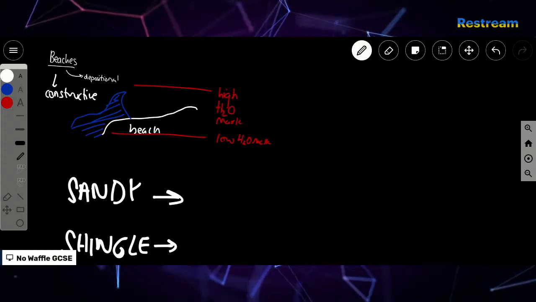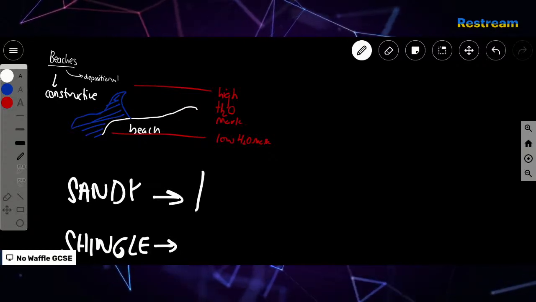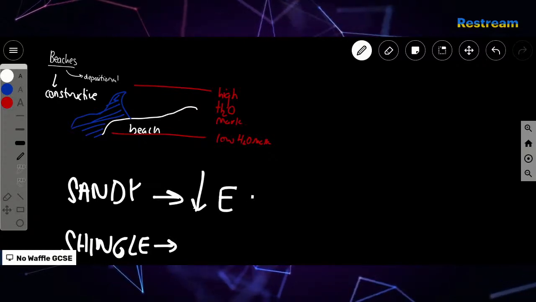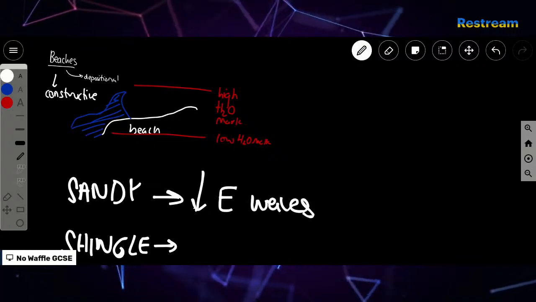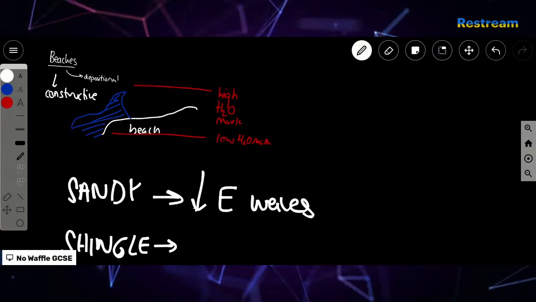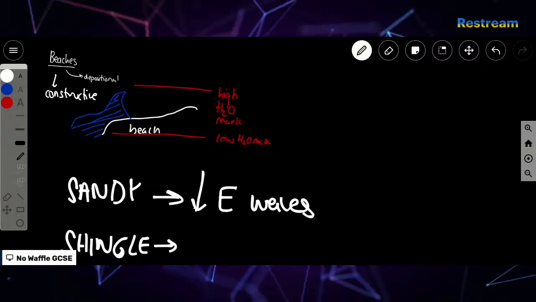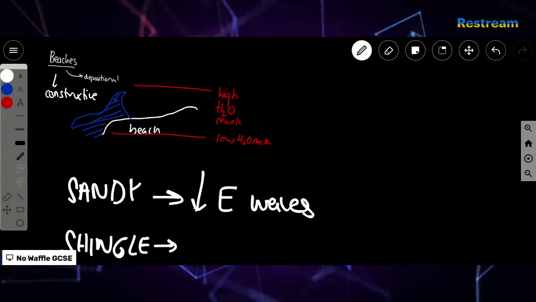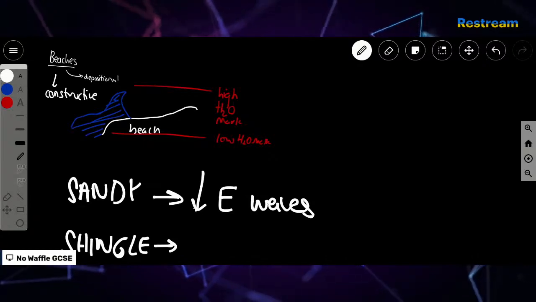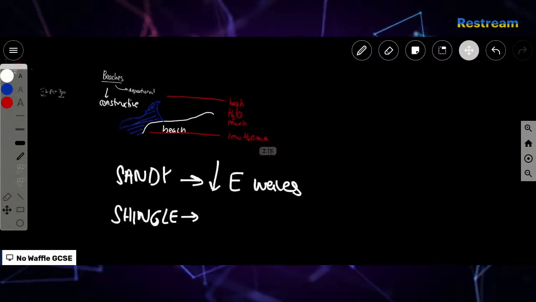So a sandy beach comes from low energy waves, which means that the waves are flat and wide, and the sand particles are quite small, so the weak backswash can move them back down the beach, creating a long, gentle slope. So sandy beaches have a gentle slope.